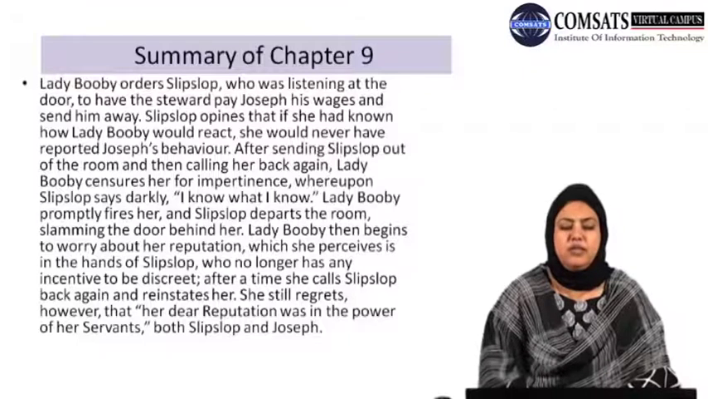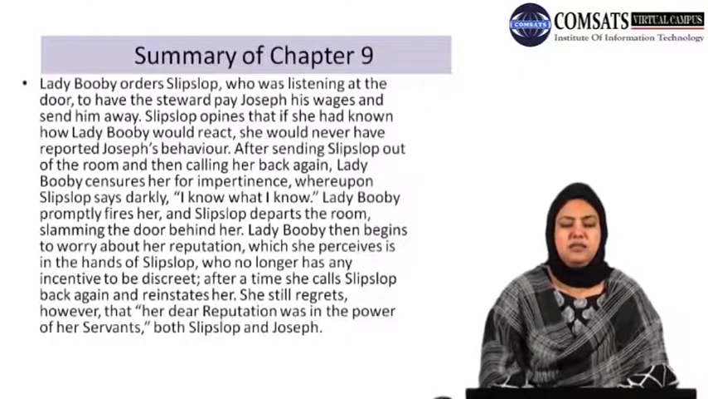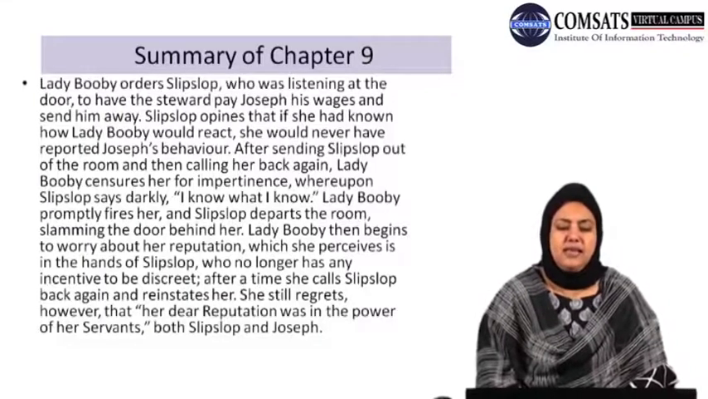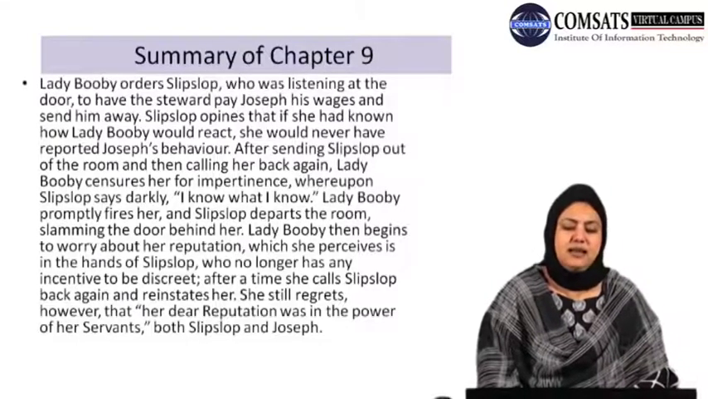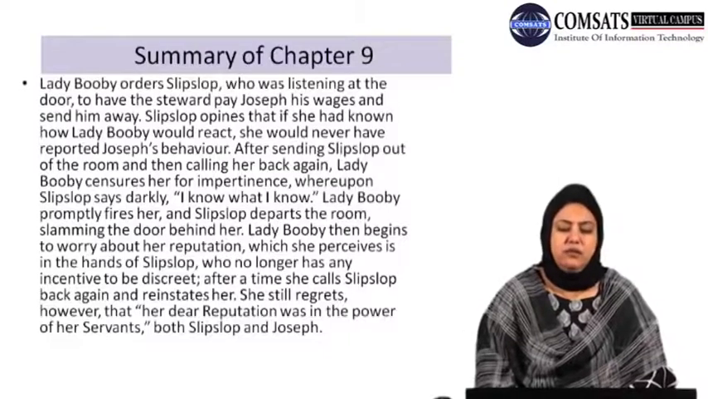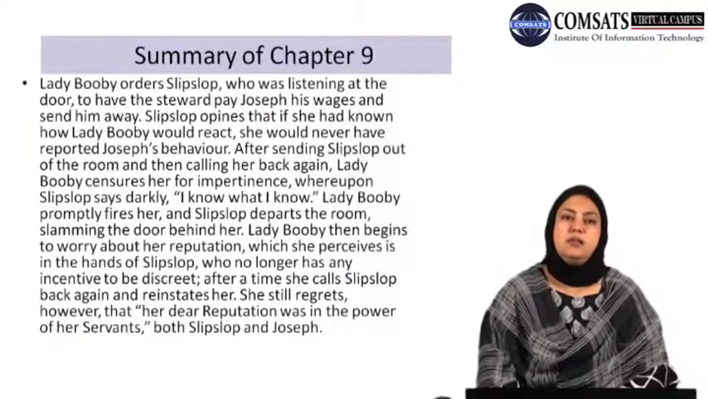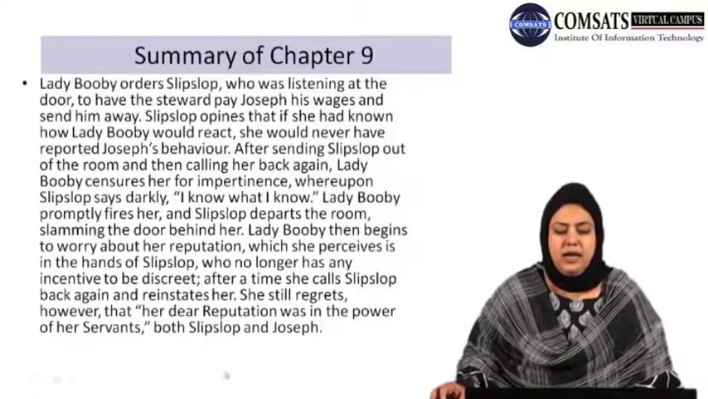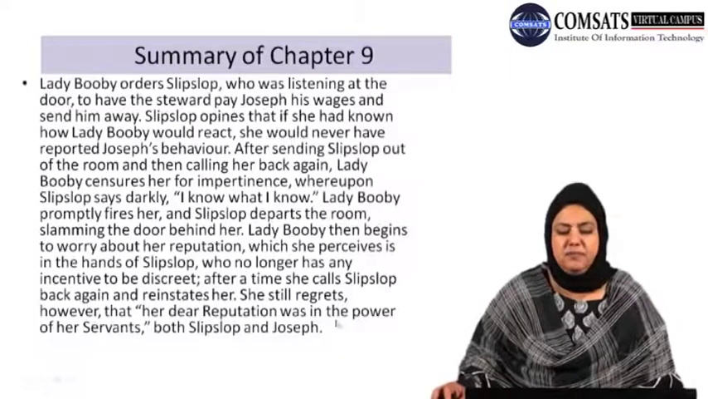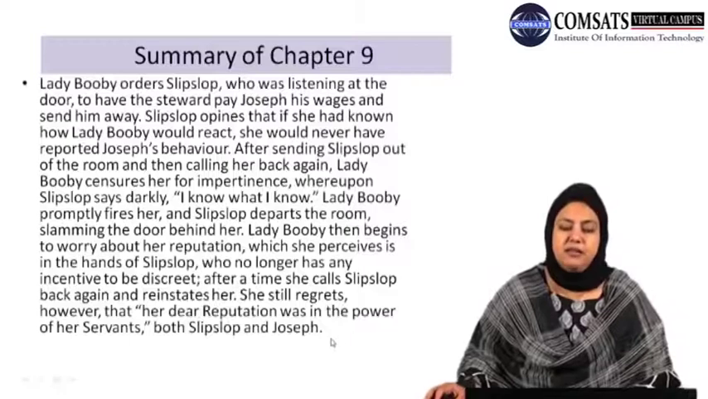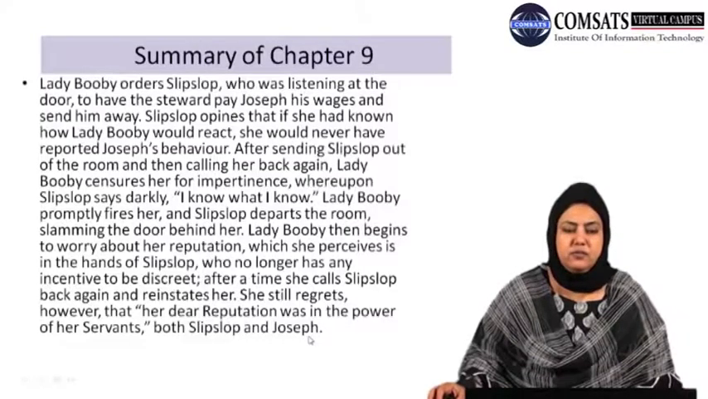Lady Booby then begins to worry about her reputation, which she perceives is in the hands of Slipslop, who no longer has any incentive to be discreet. After a time, she calls Slipslop back again and reinstates her. She still regrets, however, that her dear reputation was in the power of her servants, both Slipslop and Joseph. Again, the theme of affectation is present here. Her dear reputation. You need to notice how Fielding makes fun of her and her affectation.